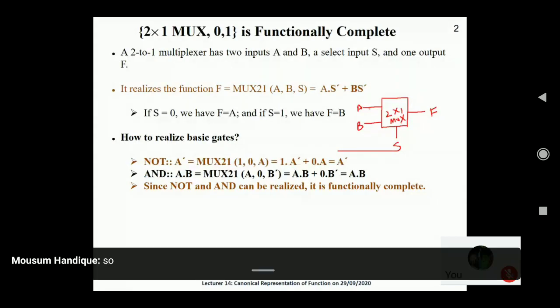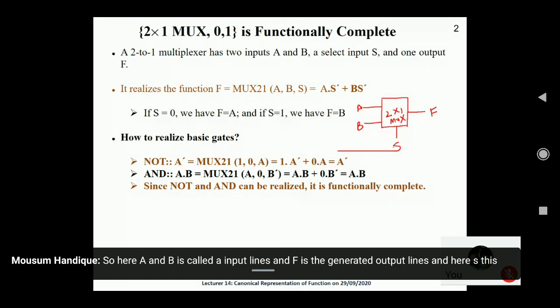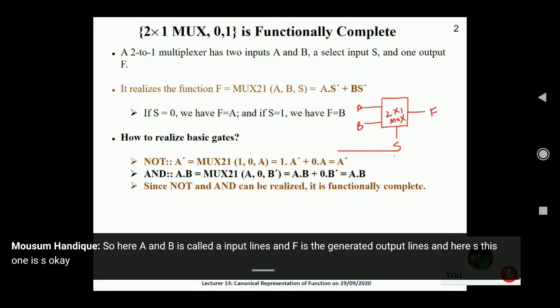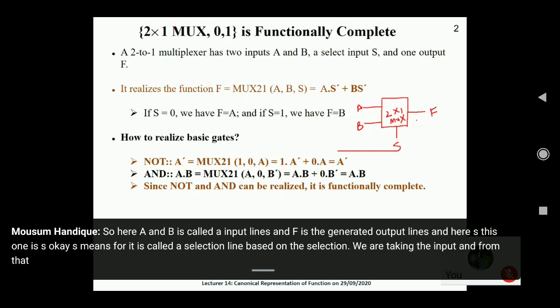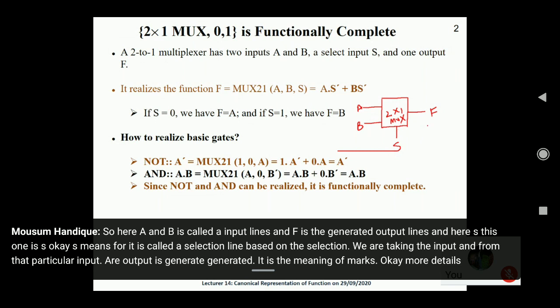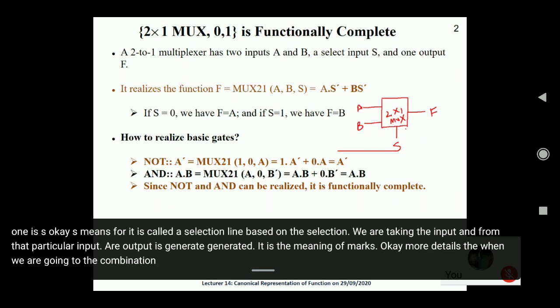So here A and B are called input lines, and F is the generated output line, and here S is the selection line. Based on the selection, we take the input, and from that particular input the output is generated. That is the meaning of mux. More details we will discuss when we go to combinational circuits.